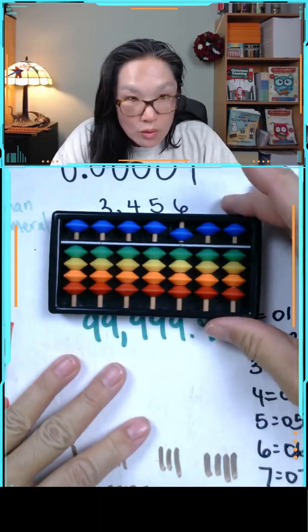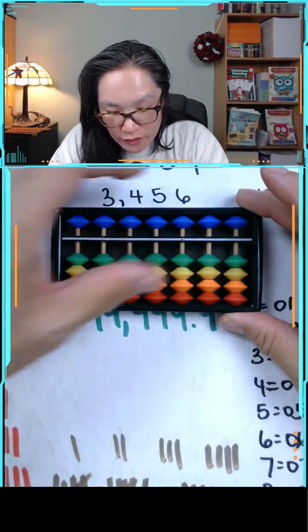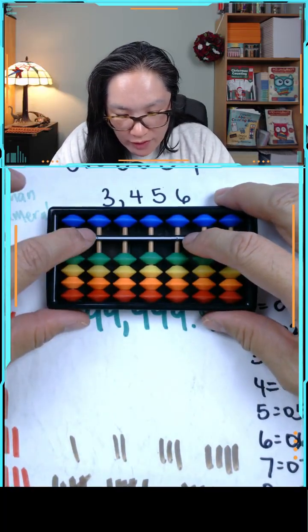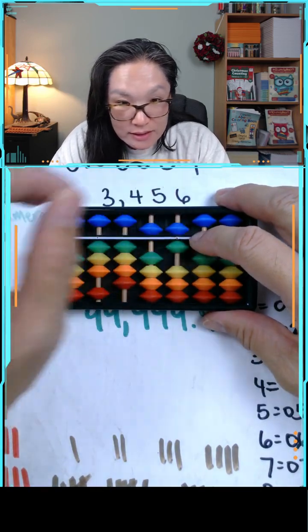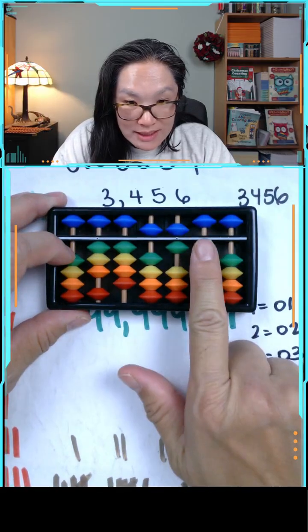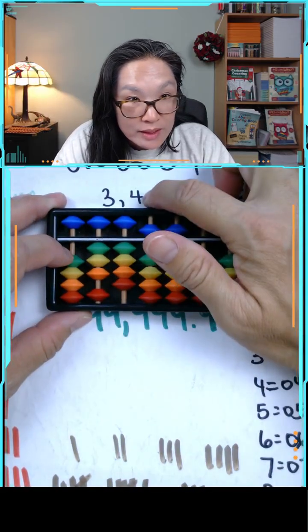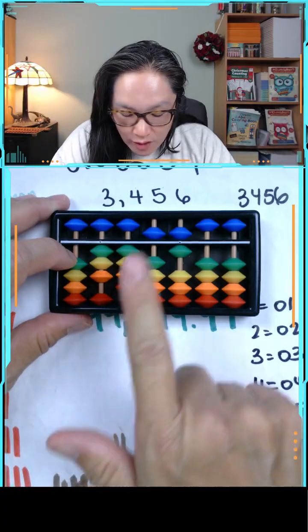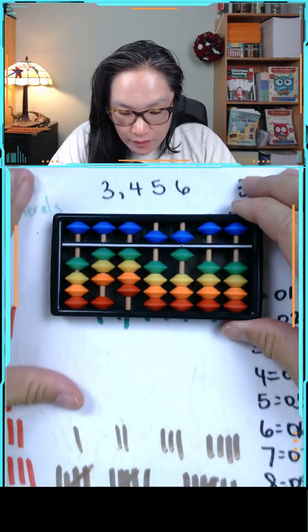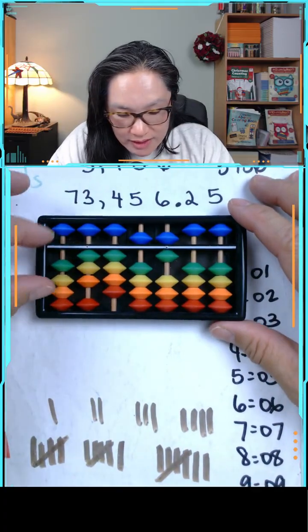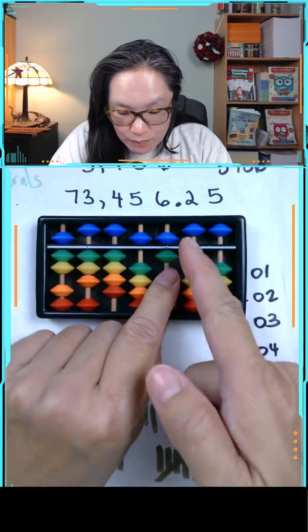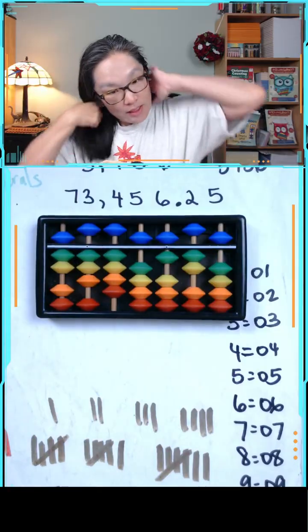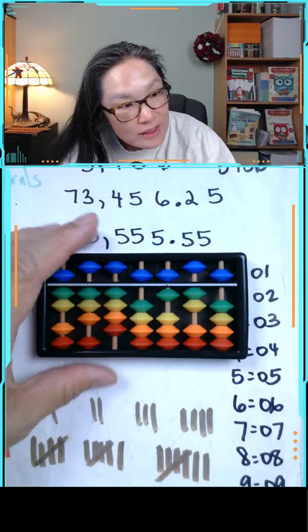So we have our number. If you notice, I have my ones over my thousands. This is for readability, just like the comma. So we have 3,456. Thousands, so it's for readability. And then we can take it one step further. We can do 73,456.25. Makes sense?